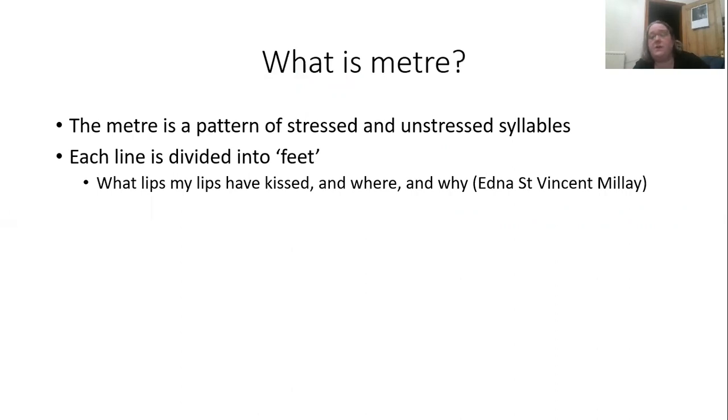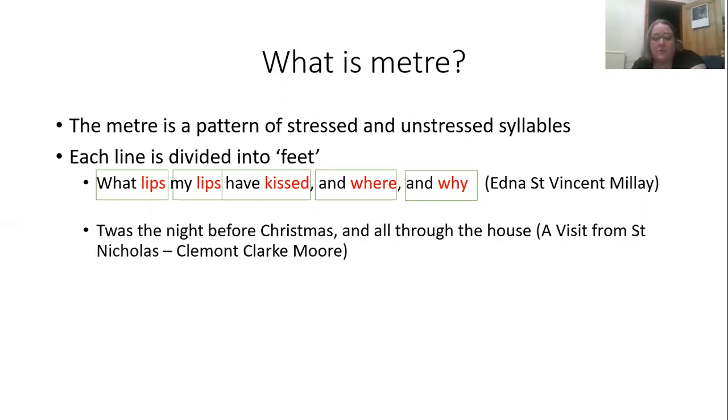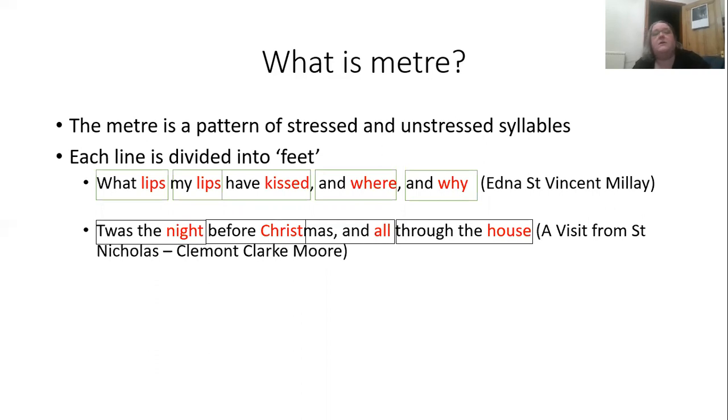So let's have a look at this first example from Edna St. Vincent Millay. What lips my lips have kissed, and where and why? Hopefully you can hear a rhythm to that, but what we have here are 5 feet, each of which have 2 syllables, and you can see quite clearly that stressed pattern. Unstressed, stressed, unstressed, stressed. So you also have poems which are divided into feet of 3 syllables, like this famous poem you're probably acquainted with, A Visit from St. Nicholas. Here there are 4 feet, each of which has 3 syllables. 'Twas the night before Christmas and all through the house.